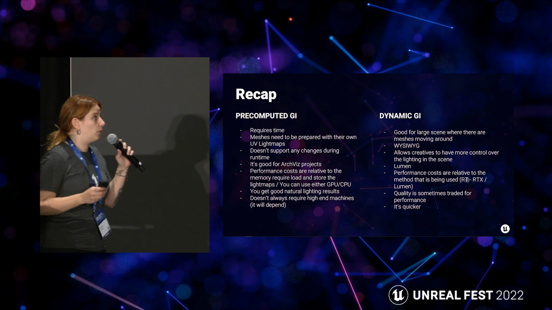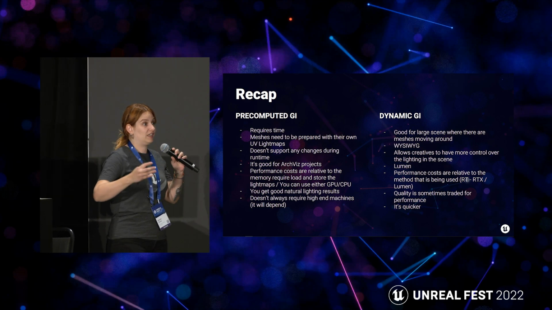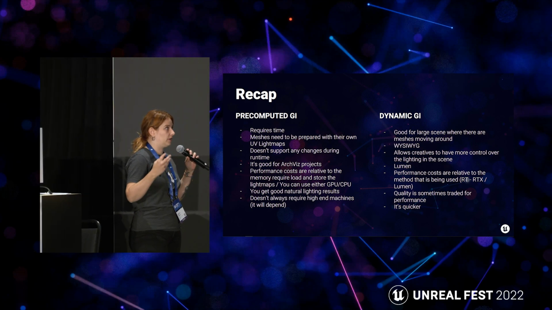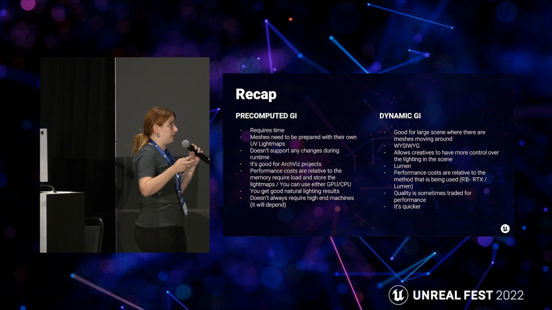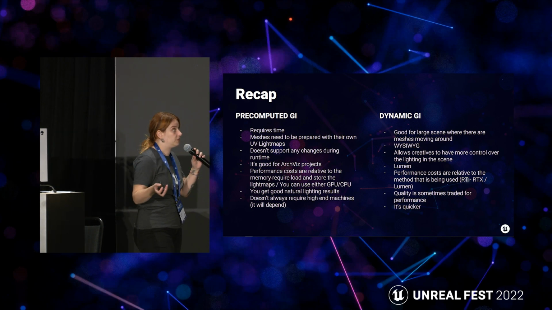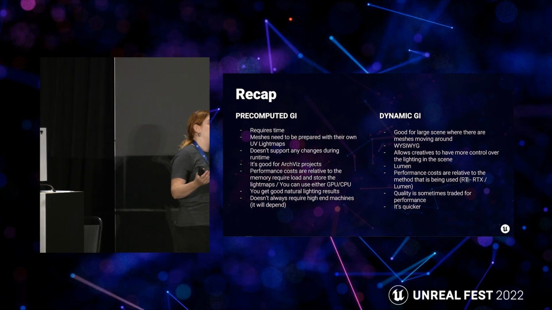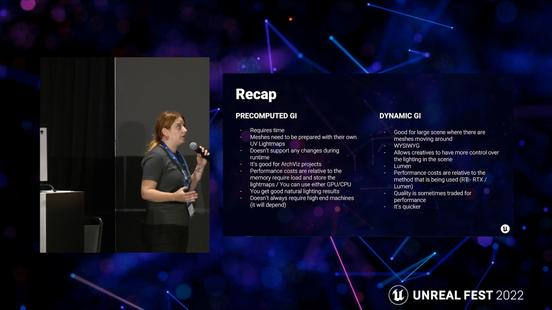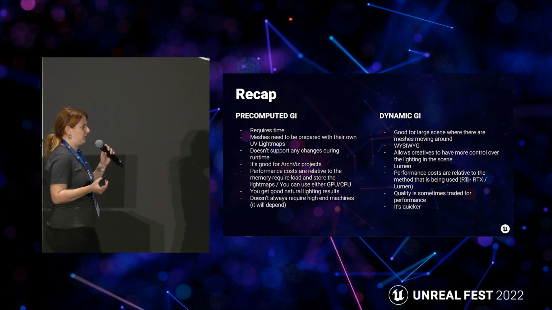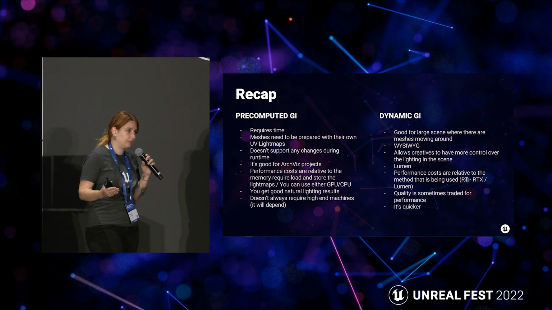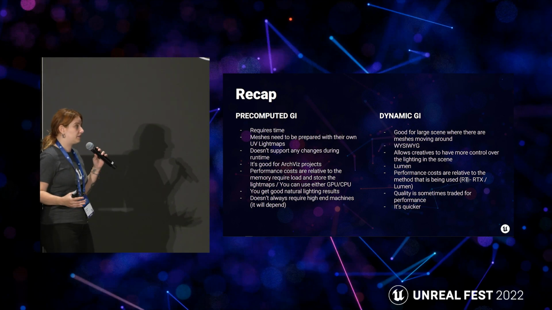Meshes need to be prepared with their own UV light maps. We've already seen this. We need each static mesh in the scene to have its own light map. Once more, Unreal does a really good job when it comes to creating light maps, but you can have them done on another DCC if you want to. It doesn't support any changes during runtime, which at the end of the day, depending what you're aiming for, if you're, for example, doing architectural visualization, you're not going to have any kind of changes during runtime. You will just have renders, and that's it, like static renders. So it does work okay for archviz projects, as you can see over there.